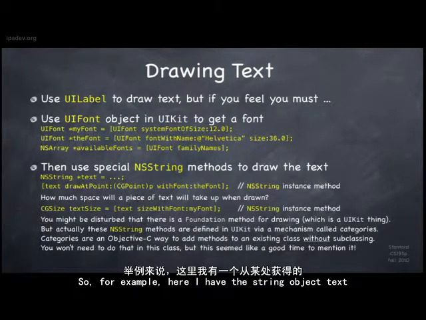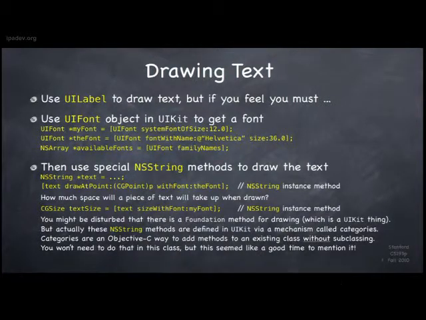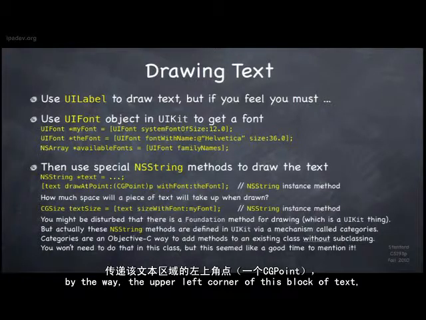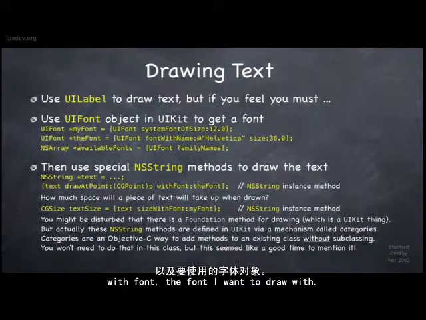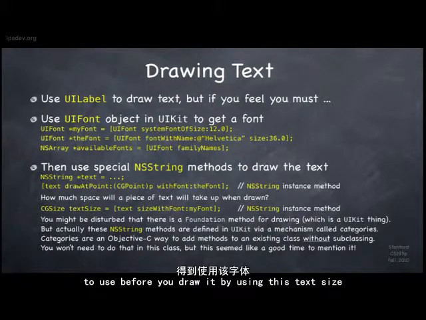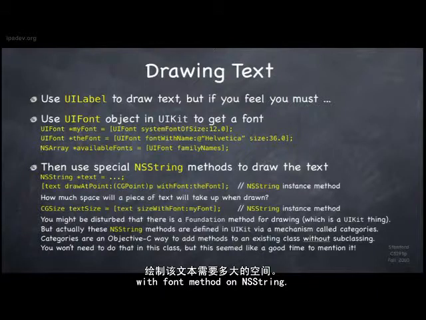So for example, here I have the string object text, which I got from somewhere. And I send it the message drawAtPoint, which is going to be, by the way, the upper left corner of this block of text, withFont, the font I want to draw with. You can also find out how much space that text is going to use before you draw it by using this sizeWithFont method on NSString.